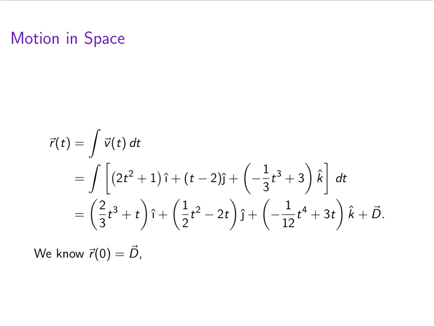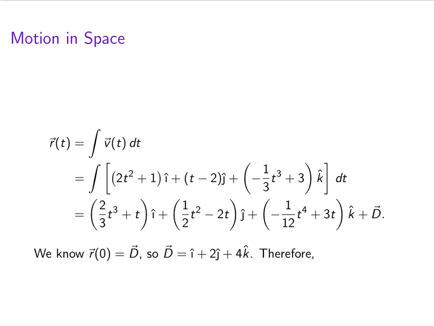Now we know that r of 0 is equal to d. So that tells us what d is. It's the vector i plus 2j plus 4k. Because we're given this vector right here as being the initial position.